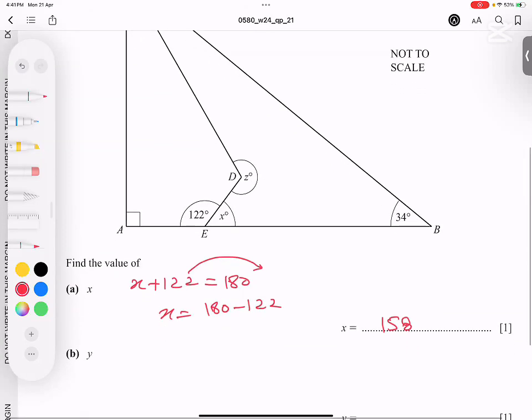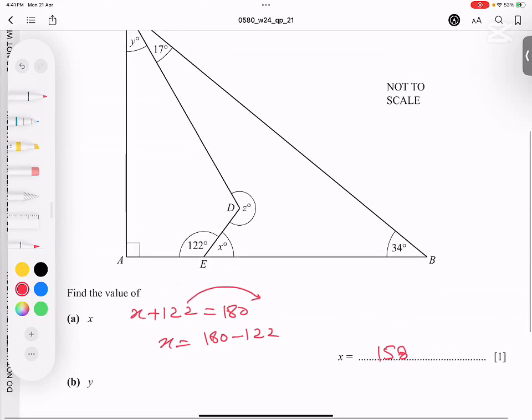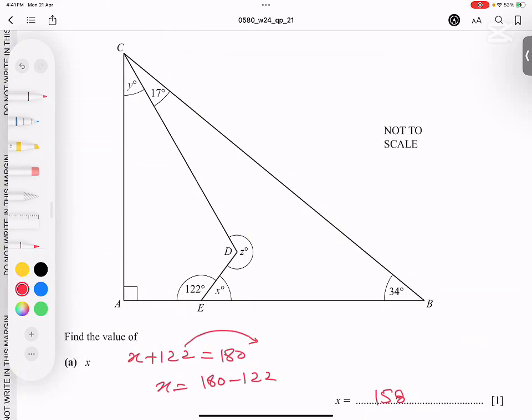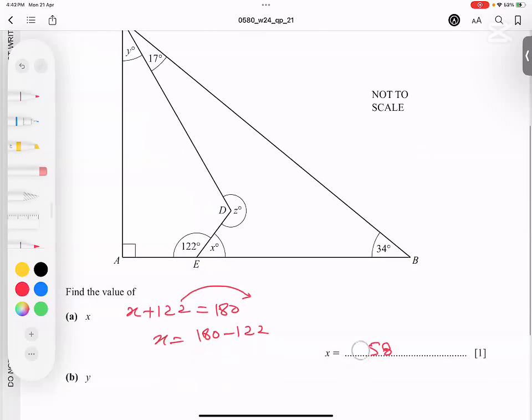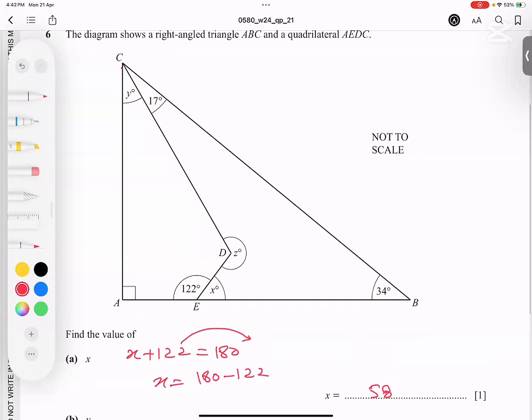Okay, let's go for the next one. The next one is y, and how to get y. The problem is that if... there's a correction, thank you. So this is 58, not 158. Okay, so let's move on. You know how to get y. This is to find y. If I use this shape, it is hard to do.